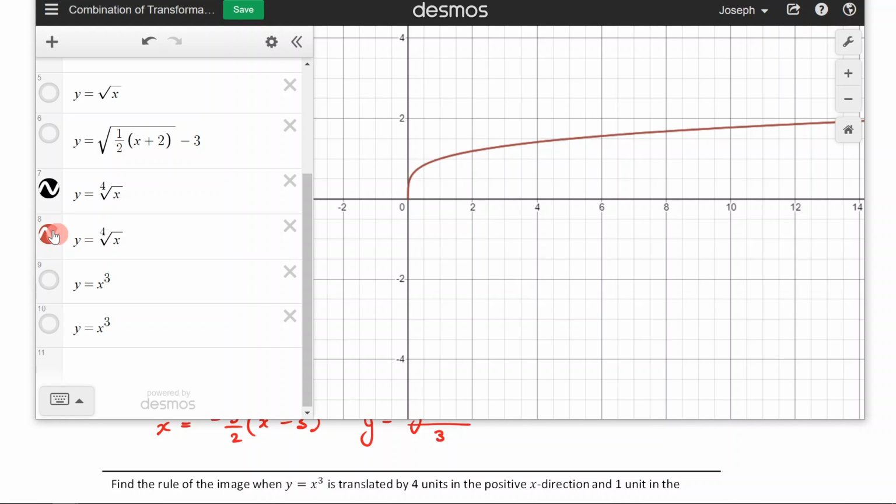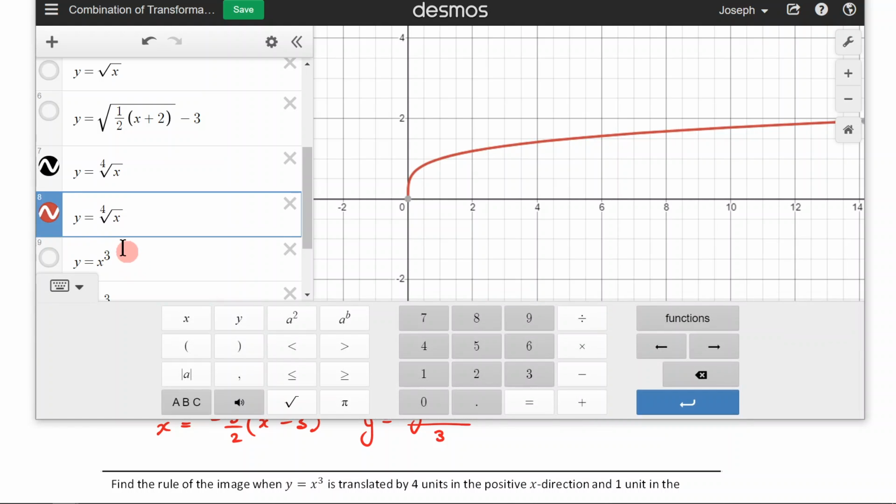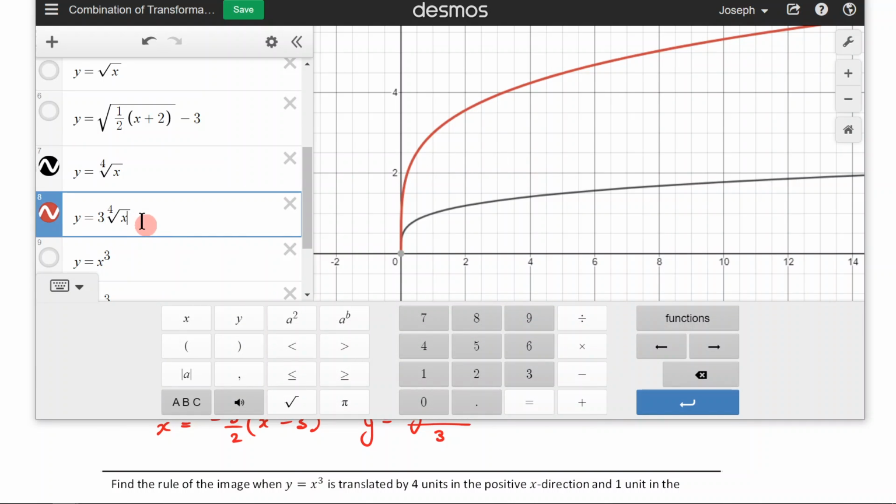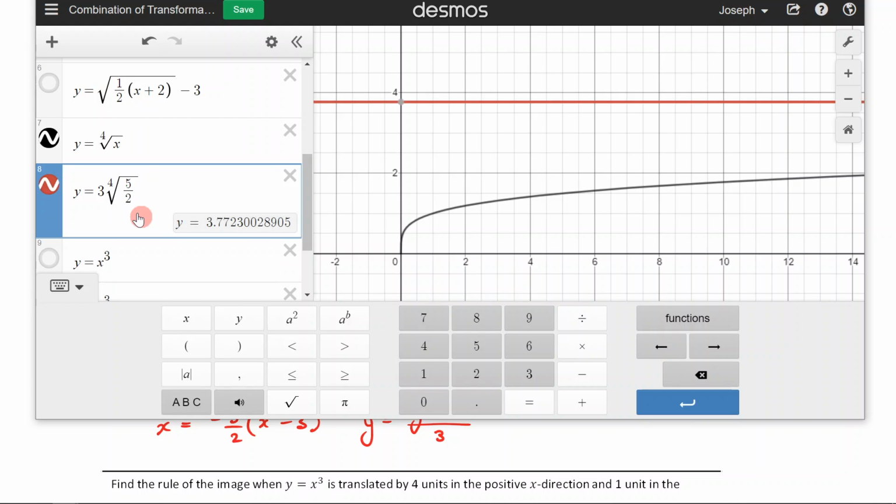Okay, so the first thing we have to do is a dilation by a factor of 3 from the x-axis. So that means I'm just going to put a 3 in front, and as you can see, it moves away from the x-axis. And then we have a dilation by a factor of 2/5 from the y-axis. So that means in my x spot right here, I'm going to replace it with 5 on 2x.